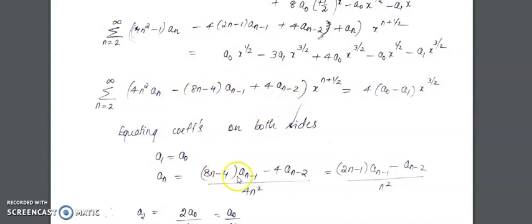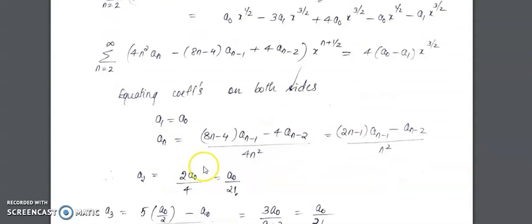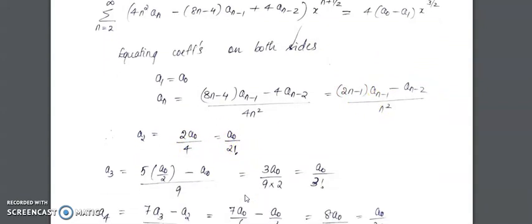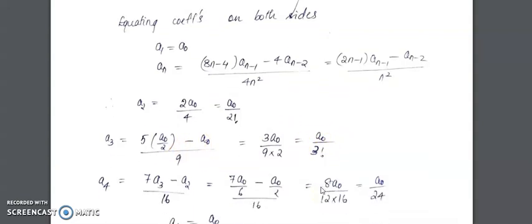So you will get 8n minus 4 a n minus 1 minus 4 a n minus 2 by 4n square. So 4 will cancel off, and remaining you will get 2n minus 1 a n minus 1 minus a n minus 2 by n square. Now we have a naught equal to a1, so from here we get the value of a2. When you substitute n equal to 2, you will get 2 a naught by 4, so that is a naught by 2 factorial. Substituting for a3, you will get 5 a naught by 2 minus a naught by 9, so that is a naught by 3 factorial.